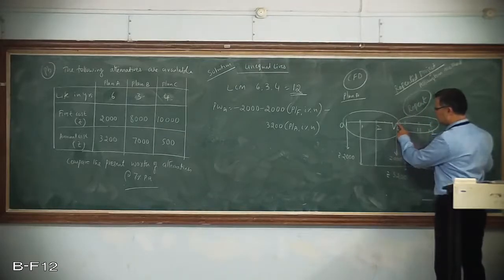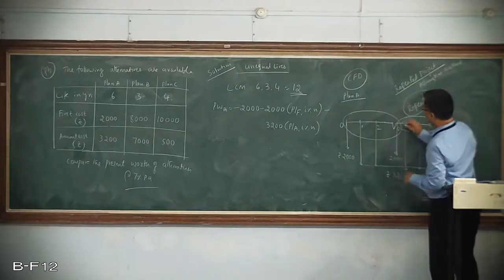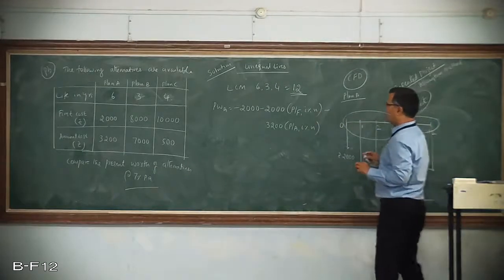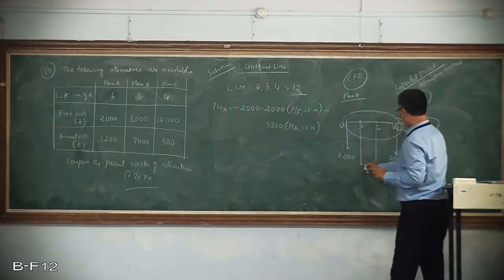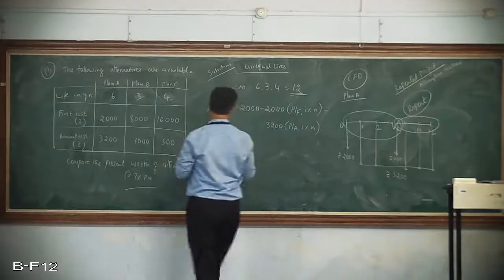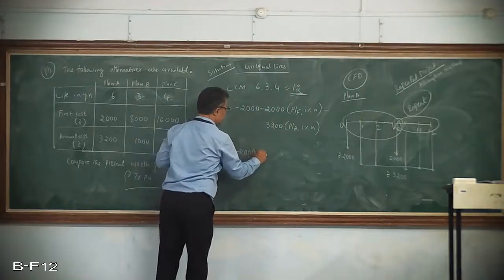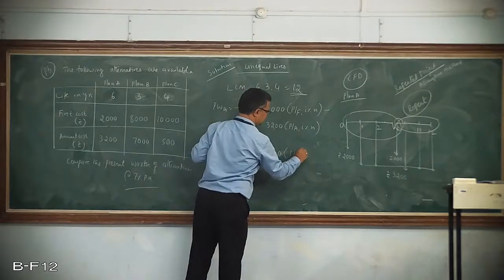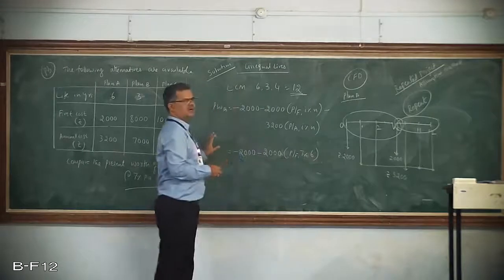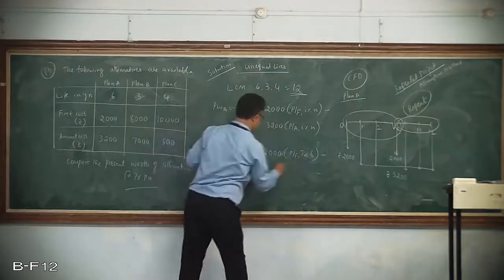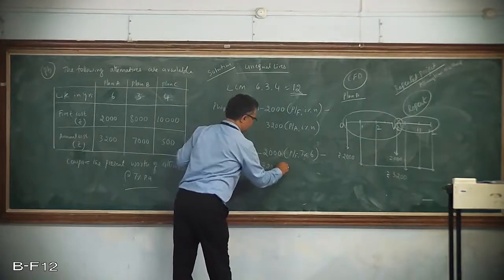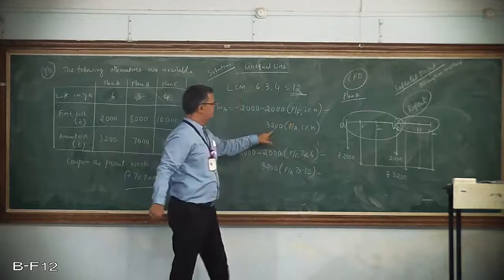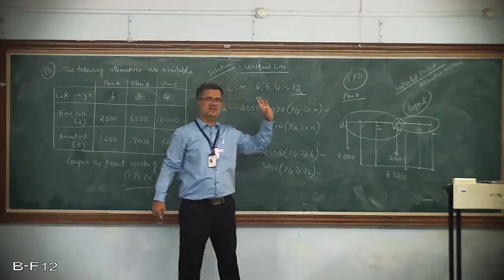So this 2000 rupees, we assume after 6 years, becomes the future value here. That's why you write P/F, future value. Whereas this 3200 rupees is the same for the entire lifespan of 12 years. So minus 2000, which we assume after 6 years, P/F, i percent, 7% and 6 years, because after 6 years it is a future value. Minus 3200 P/A, 7% and 12 years. Remember, this 3200 is taken for the entire 12 years, whereas previously we took it for only 7 years.